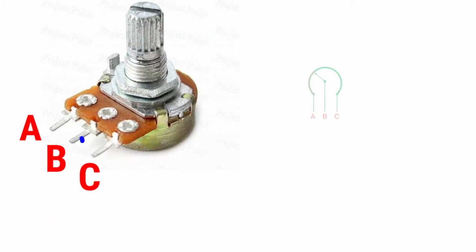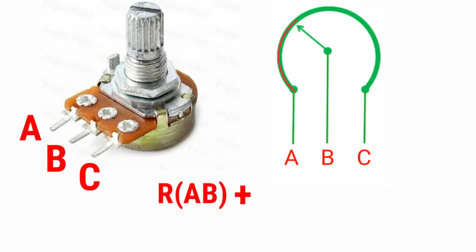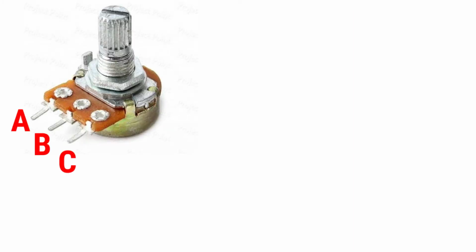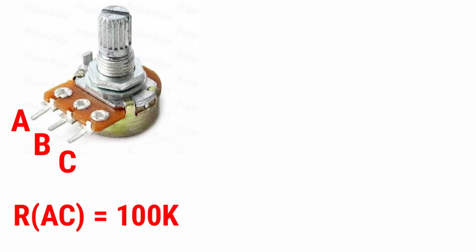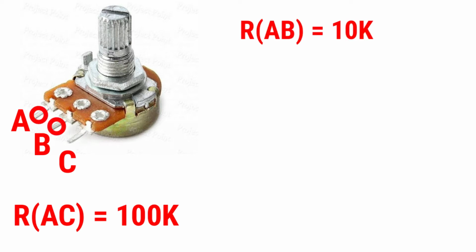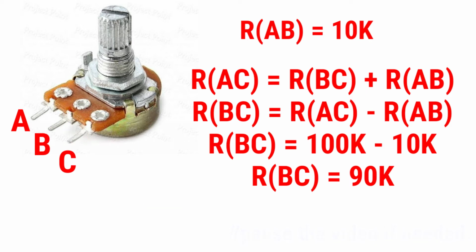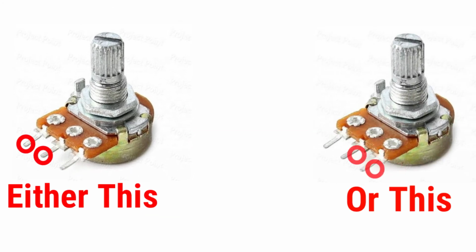Resistance between the wiper pin and one end pin, plus resistance between the wiper pin and the other end pin, is equal to the rating of your potentiometer. For example, if my potentiometer is 100 kilo-ohm, and resistance between the wiper pin and one end pin is 10 kilo-ohm, then resistance between the wiper pin and the other end pin will be 100 kilo-ohm minus 10 kilo-ohm, which is 90 kilo-ohm. So by using only 2 pins of a potentiometer, you can easily change the resistance between 2 terminals without changing the component.